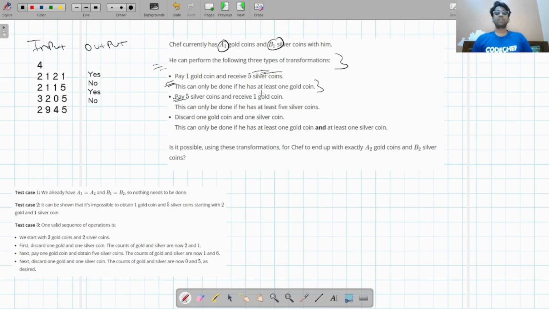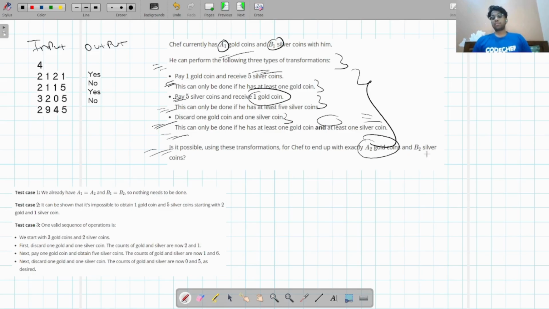Pay five silver coins and receive one gold coin. This can only be done if he has at least five silver coins. Discard one gold coin and one silver coin. This can only be done if he has at least one gold and one silver coin, right? So is it possible, using these transformations, to convert A1, B1 to A2, B2 or not, by performing these operations basically.